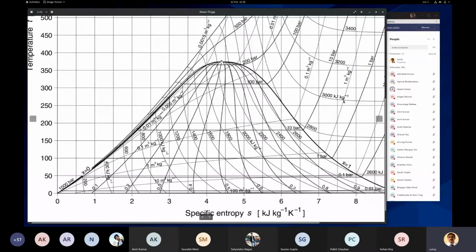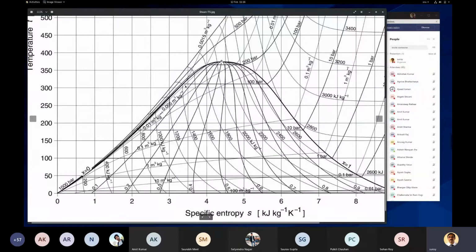Now, apart from the pressure, which is 1 bar here, the chart also gives you the specific volume, say 1 meter cube per kg. These thin lines are specific volume. Look at the specific volume: it is increasing within the phase change process. This one is another, say 0.1 meter cube per kg. The specific volume is increasing like this, and similarly this is another one.